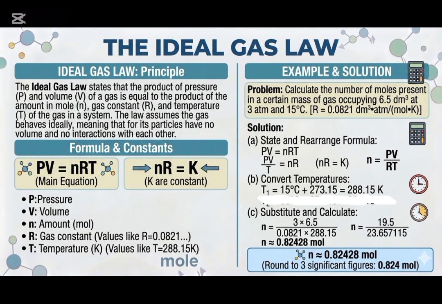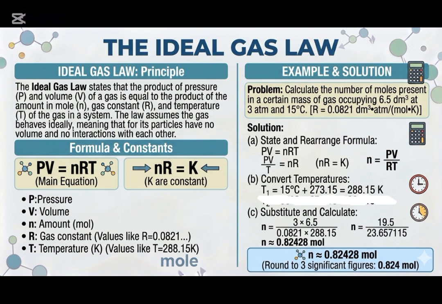Then the example says, calculate the number of moles present in a certain mass of gas occupying 6.5 dm³ at 3 atm and 15 degrees C. Given that R is equal to 0.0821. Solution: from the formula, PV equals nRT. Making n, the number of moles, the subject of the formula, we have PV over RT. Then the temperature given, 15 degrees C, will be converted to Kelvin. That's 15 degrees C plus 273.15 equals 288.15 Kelvin.